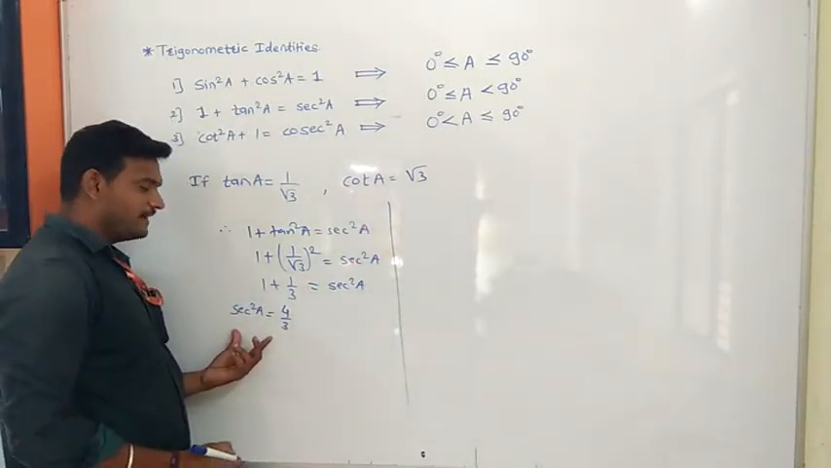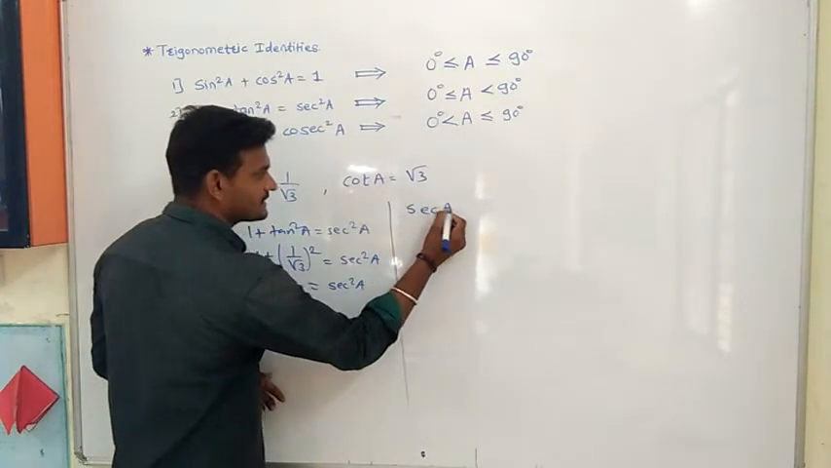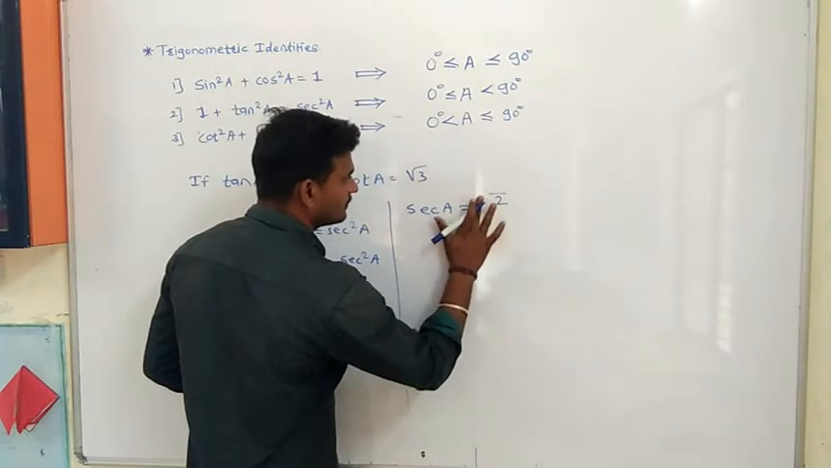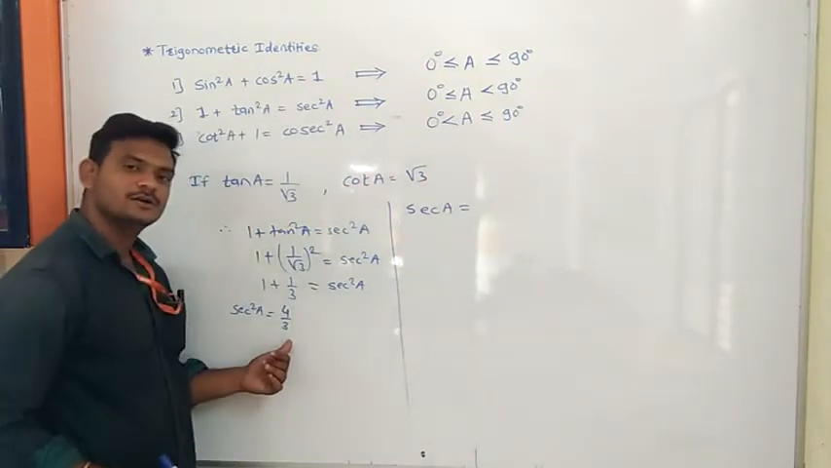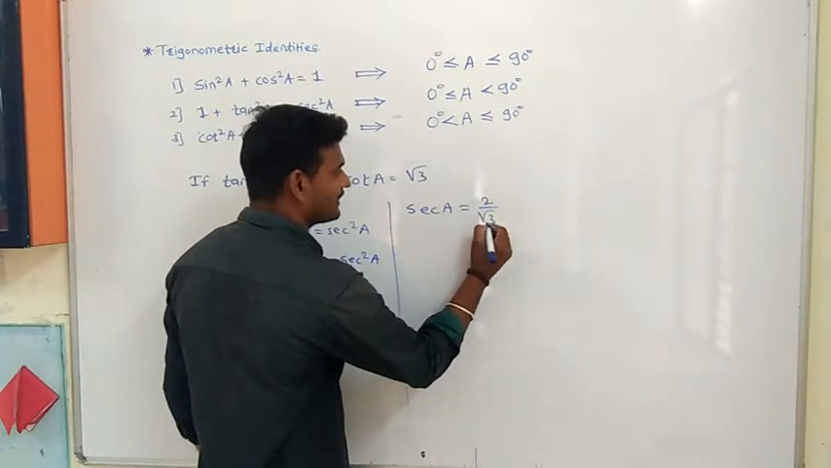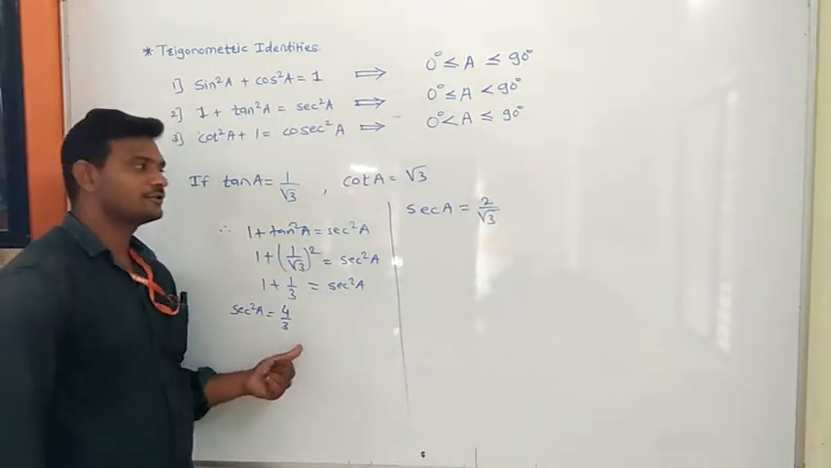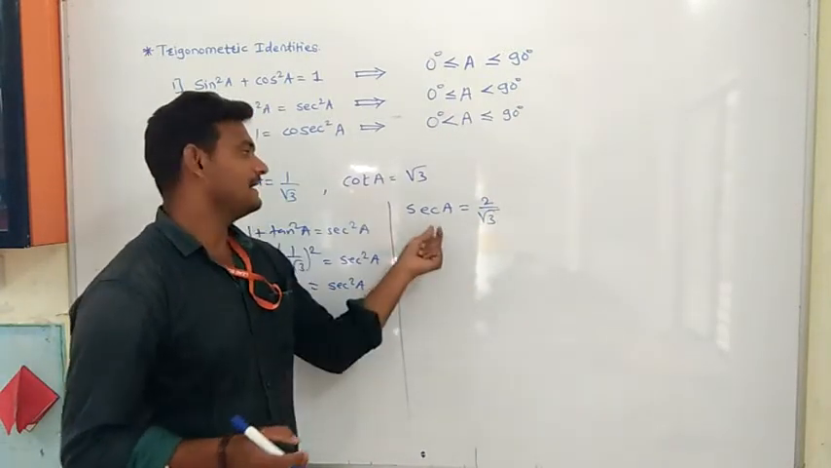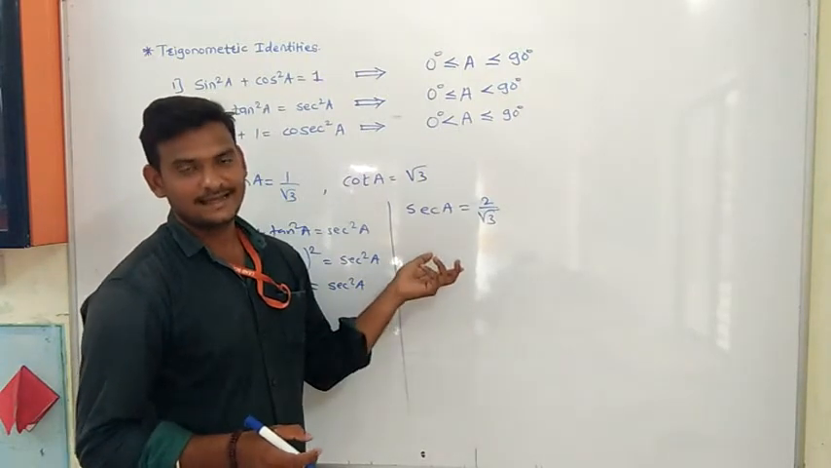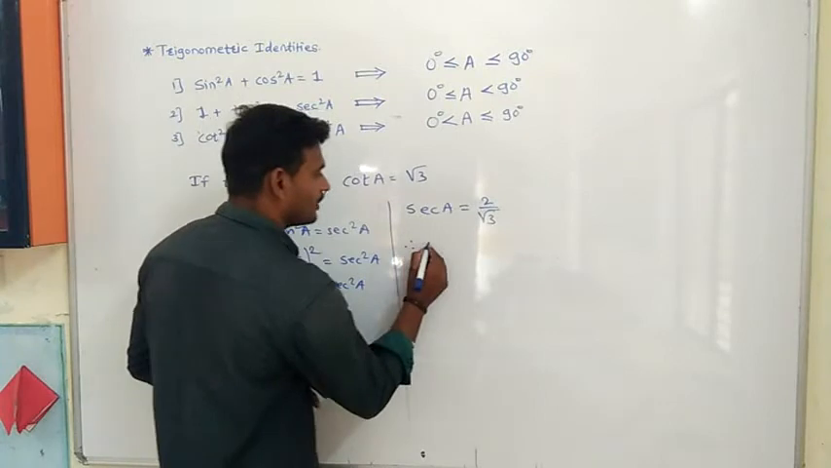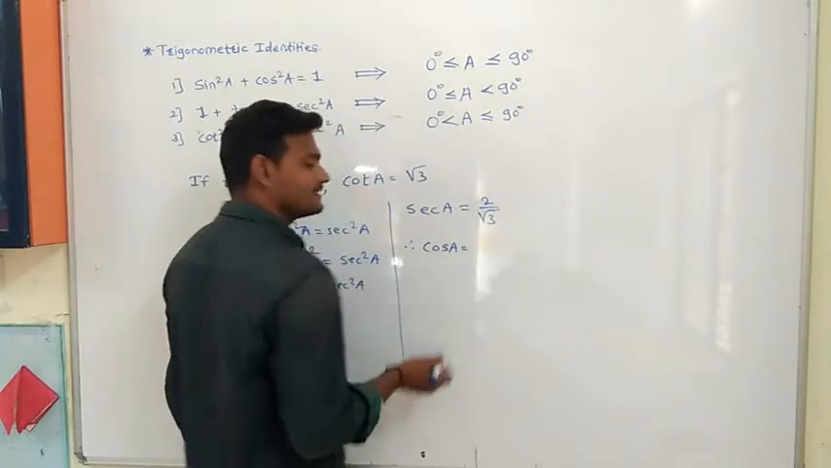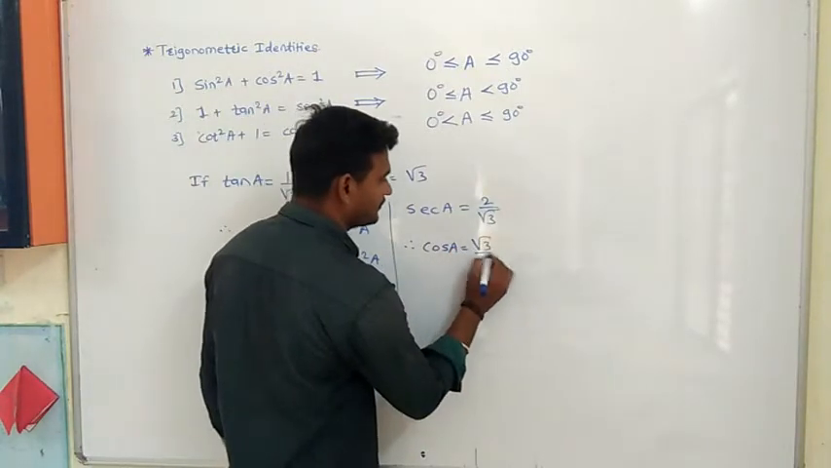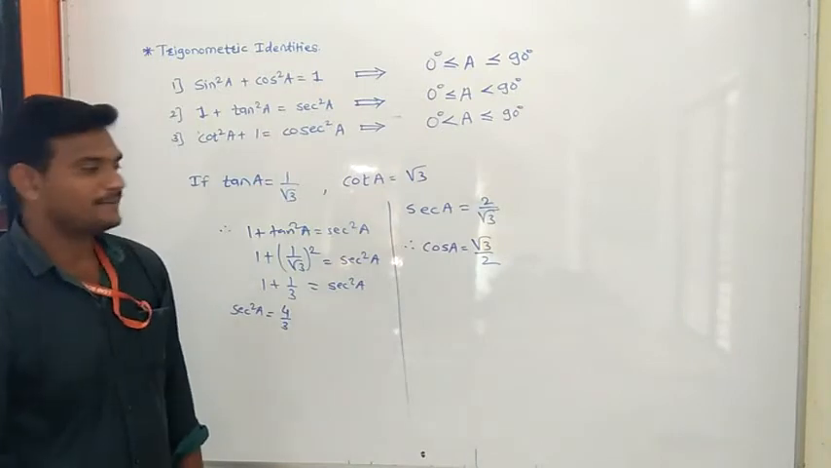Taking square root on both sides, sec square A will become sec A, which is the square root of 4 by 3, that is 2 by root 3. We got sec A also. If we got sec A, then can we find the cos value? Sec A is the reciprocal of cos. Therefore, cos is the reciprocal of sec. The reciprocal of this is root 3 by 2. Cos of A is root 3 by 2.